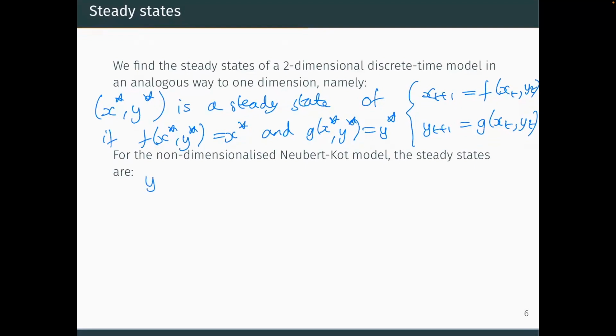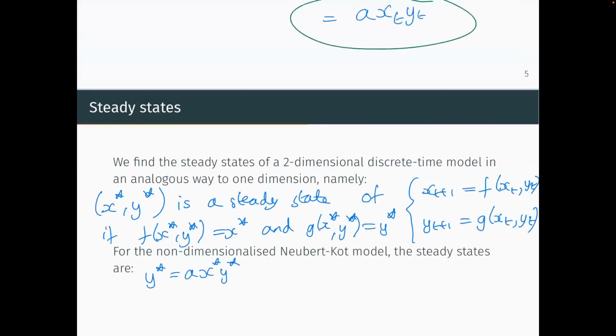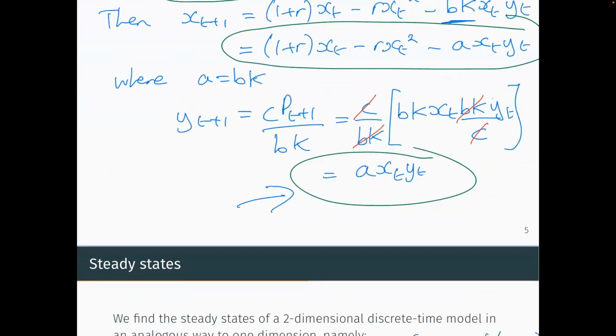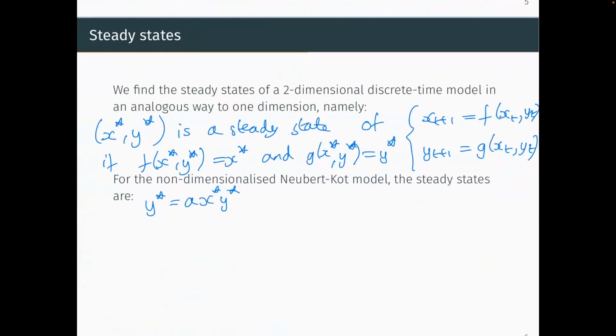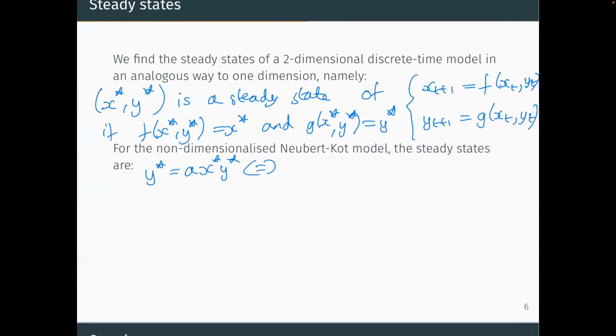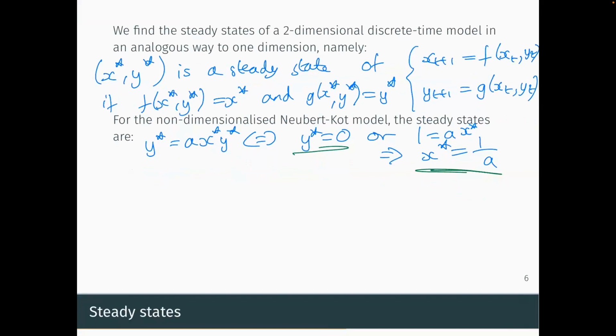Okay, so let's start with our y star. It's going to equal a x star y star. That's just from this equation here, setting that equal to y star. So either y star is equal to 0, or we divide through by y star because it's non-zero, in which case we have 1 is equal to a x star y star. No, sorry, 1 is equal to a x star. So we've divided through by y star, and we can rearrange that as x star is equal to 1 over a. So these are our 2 values that tell us about our steady states from our first equation.